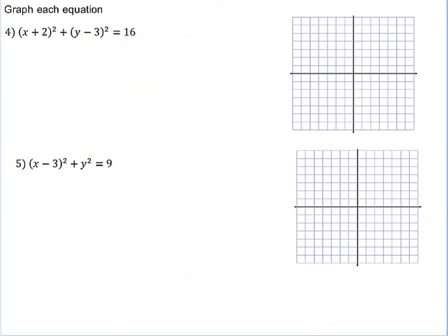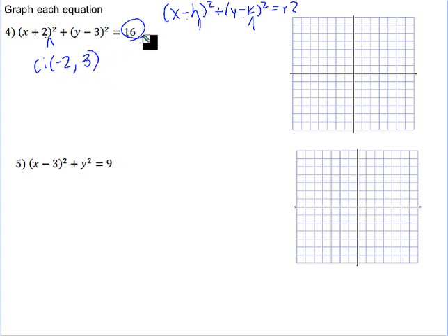Now we're going to graph. Here we're given the equation and we want to graph it. So we're going to determine the center and then the radius. The center is (h, k). If we look at our standard form, it's minus. So if this says x plus 2, our h would have to be -2, and y minus 3, so our k is 3. So that's our center. Our 16 is r squared, so we take the square root of 16 to get the radius, and the radius is 4.